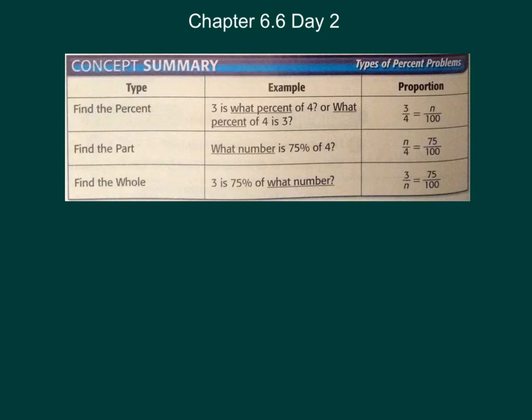Hello mathematicians, welcome to chapter 6.6, day 2. Hopefully by doing the homework you realize that there are 3 types of problems in this chapter. The first one asks us to find the percent given 2 numbers.